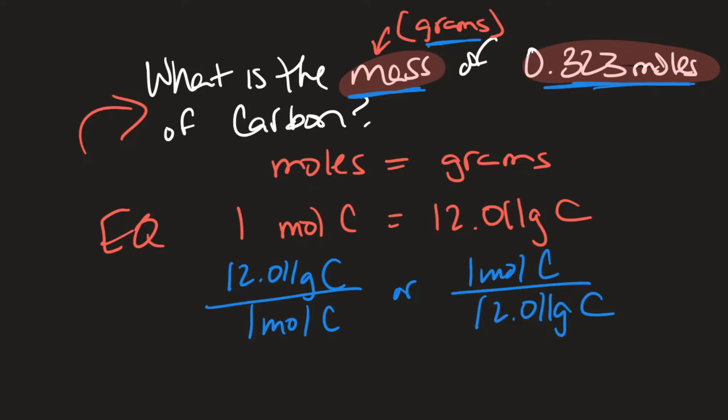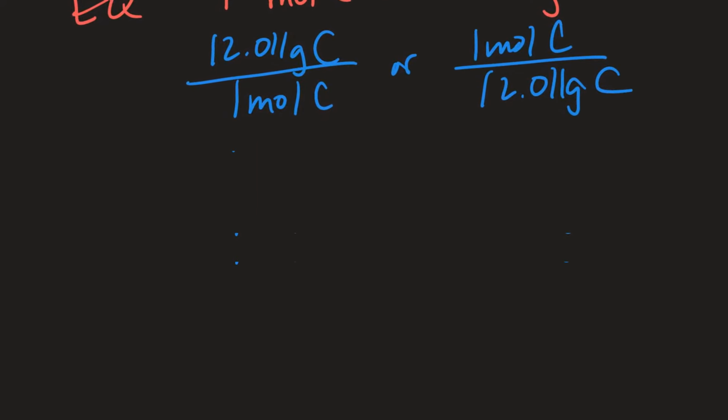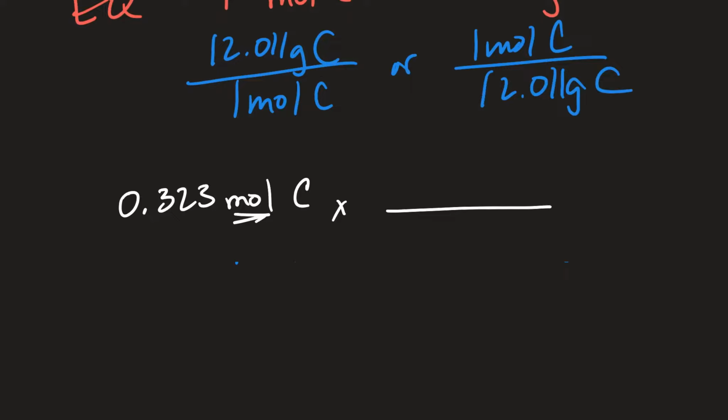So let's go ahead and write out the problem. So the problem is 0.323 moles of C. All right. So now we've got to figure out which conversion we've got to use. Well, we're trying to cancel out moles, so this unit needs to show up on the bottom here. So which conversion factor is the one that we need to use?